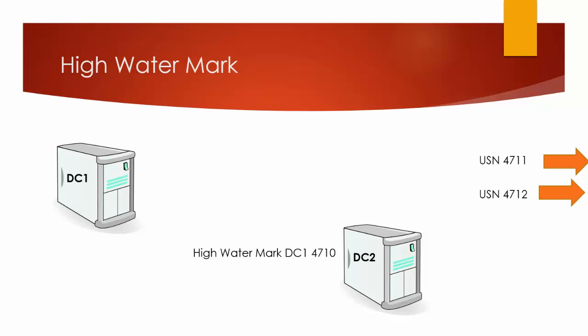And so when he comes back online, he has the possibility to request from DC1 all the changes since his high watermark. Although on this slide it looks as if he stores the name of the server, DC1, he actually stores an invocation ID. Now we're going to stop here before going into the invocation ID, because this is just a sample.